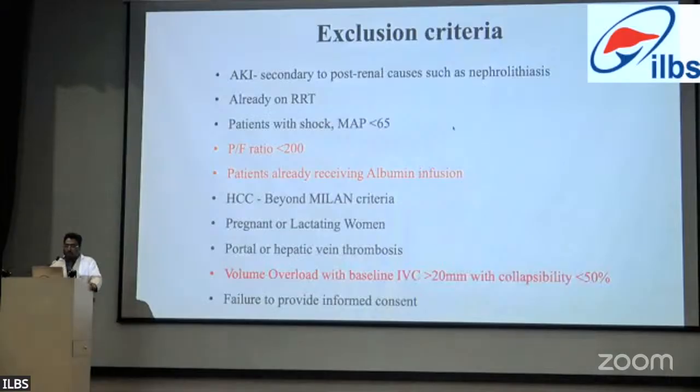We have excluded the patients who have AKI other than the renal causes, and patients who are on RRT, those who are already receiving albumin, with shock, with the PF ratio less than 200, with volume overload, with the baseline IVC more than 20 with collapsibility of less than 50%, pregnant females, lactating females, with the SCC beyond a million are also excluded.